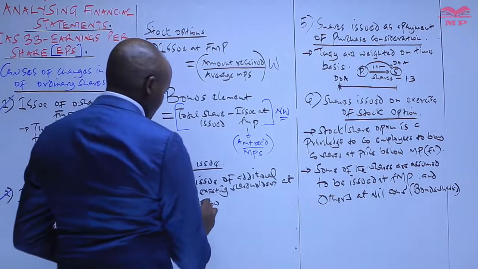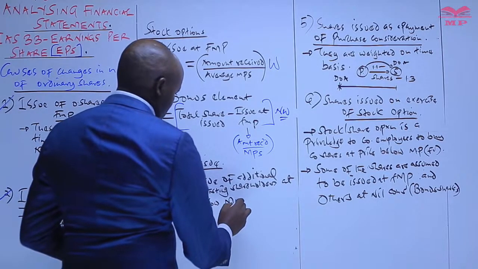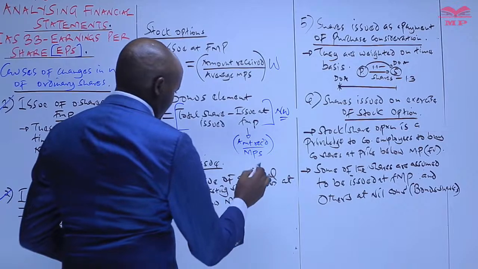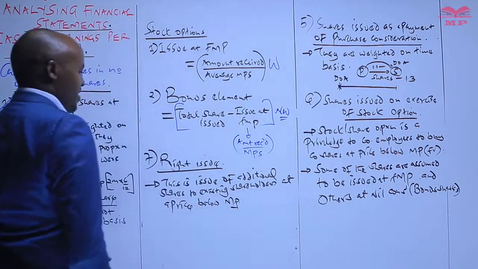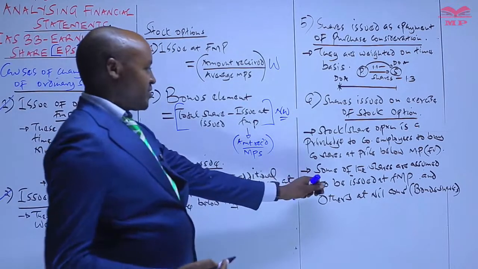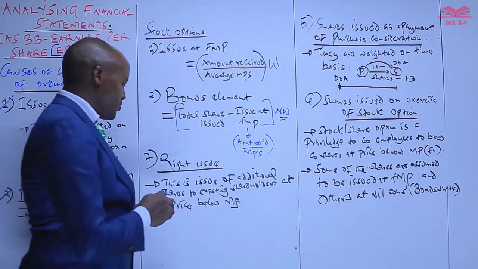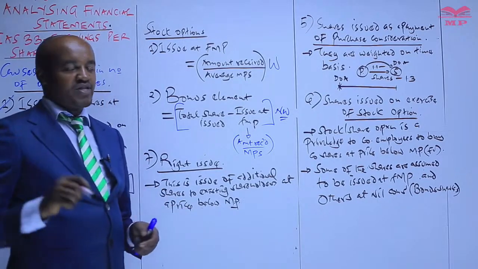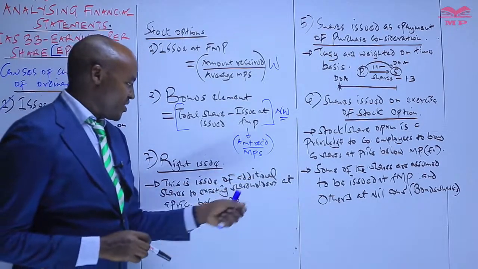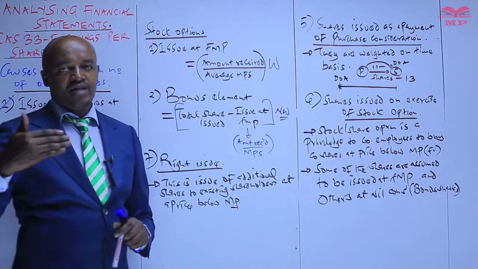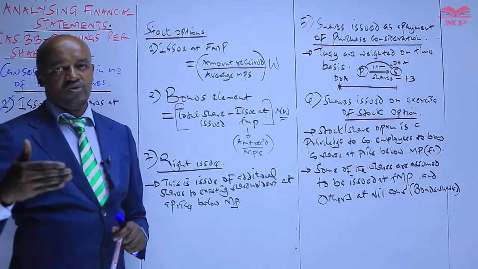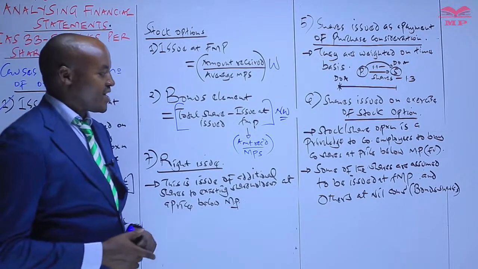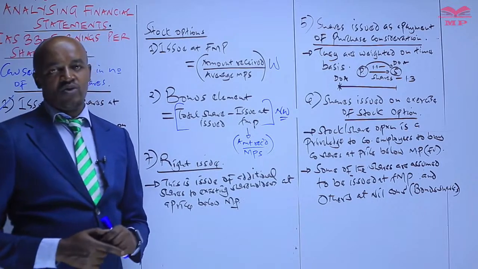Below market price, at a price below market price, MP for market price. And the concept which I've explained here regarding the stock option will also apply here. Because these particular shares are issued at a price which is below the market price, it is assumed that some of the shares are issued at full market price, whereas other shares are issued at nil consideration.